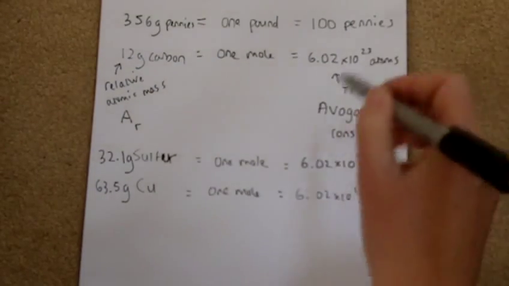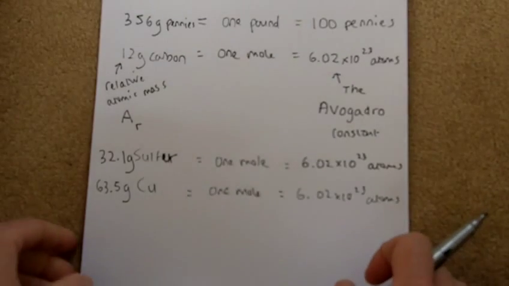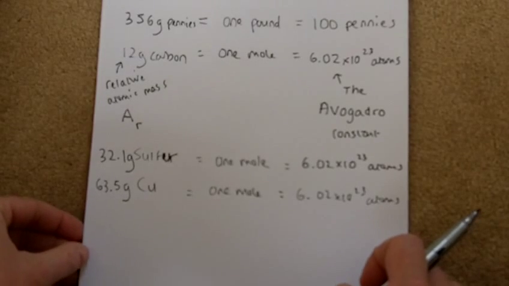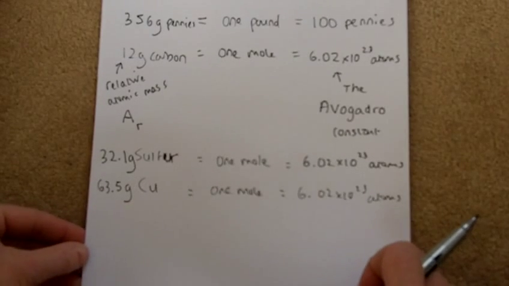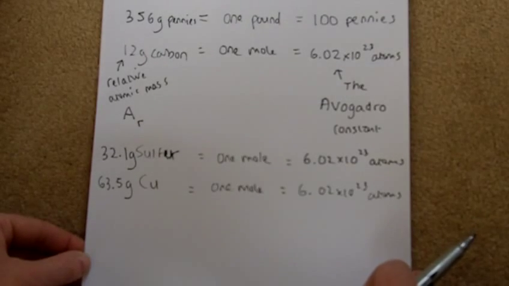Now this value, this Avogadro constant, you don't need to learn it, you don't need to remember it, because it's on your data sheet. If you look on the back of your data sheet, it will have the Avogadro constant.